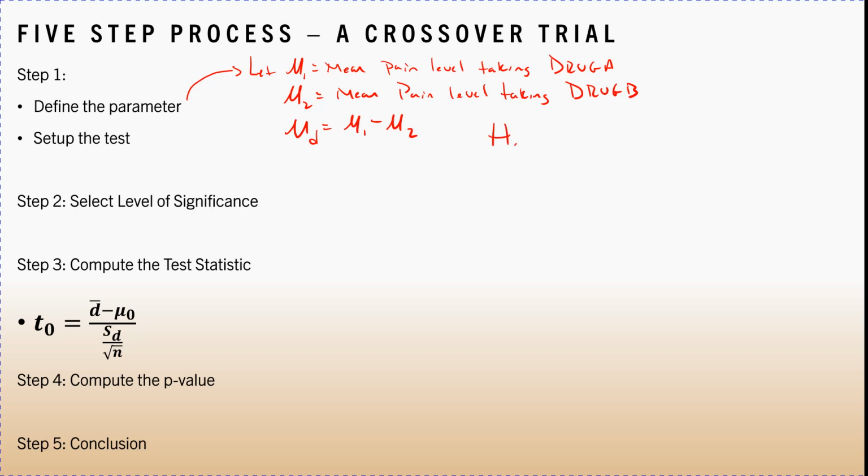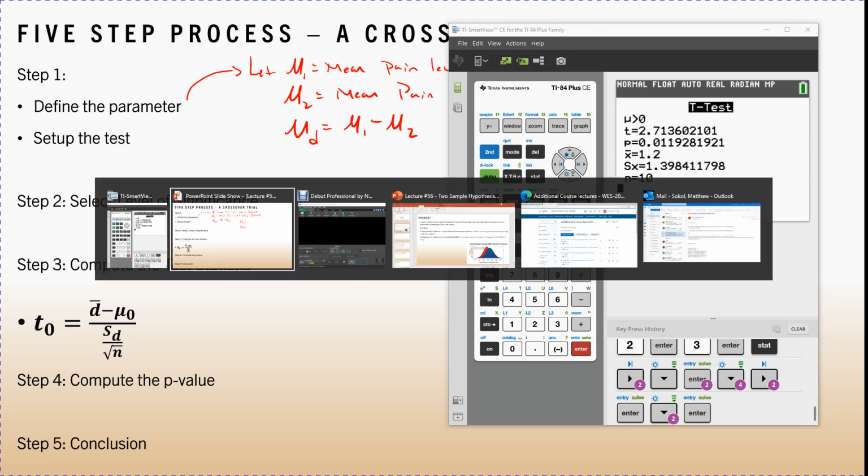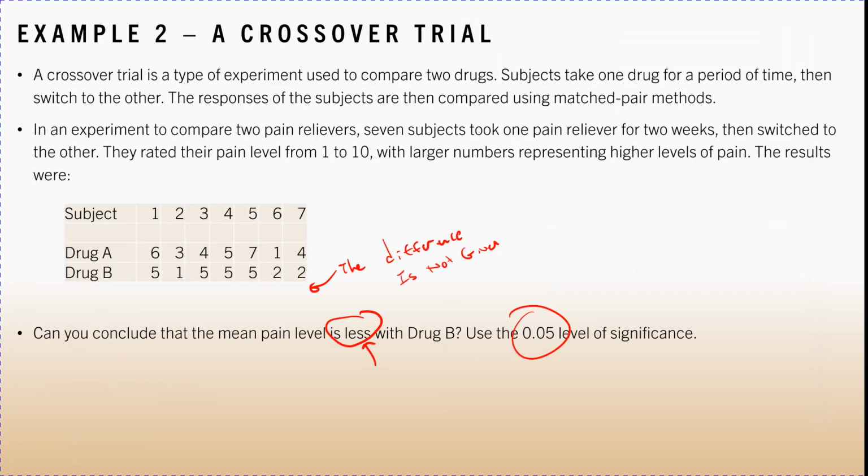All right, so now here's the hard part, right? You have to select the right test here. So what you want to see is that the pain level is less with drug B. Okay, so if it's less with drug B, what that means is the average of A should be greater than the average for B. Okay, because you want B to be less, right? That's what you're seeing here. You have the less sign here.